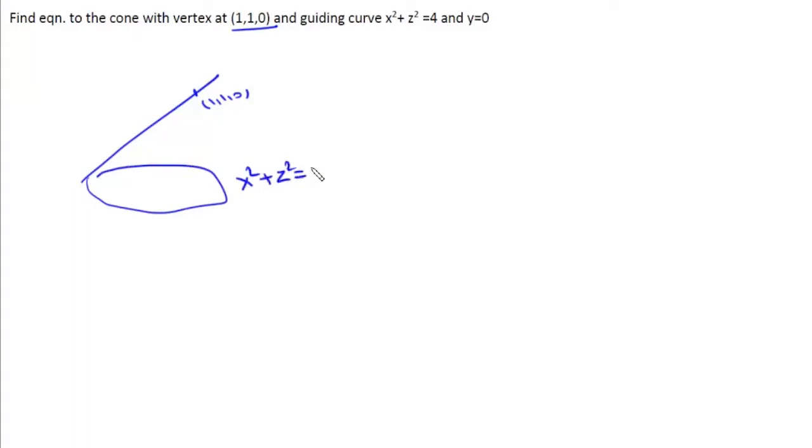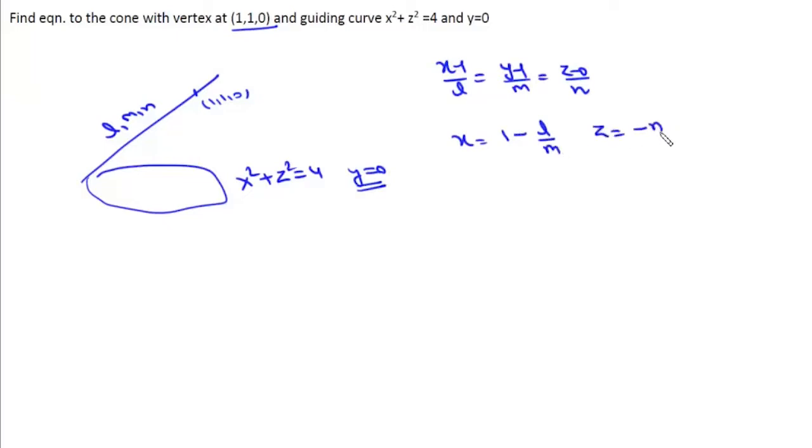Now here the question is, find the equation to the cone with vertex at (1, 1, 0) and guiding curve x square plus z square equals 4 and y equals 0. Now let us assume direction ratios of the generator are L, M and N. Then we can write this equation as (x minus 1) upon L equals (y minus 1) upon M equals (z minus 0) upon N. Now it passes through this point where y equals 0. Now if we put y as 0, we'll get x as 1 minus L by M, and we'll get z as minus N by M.